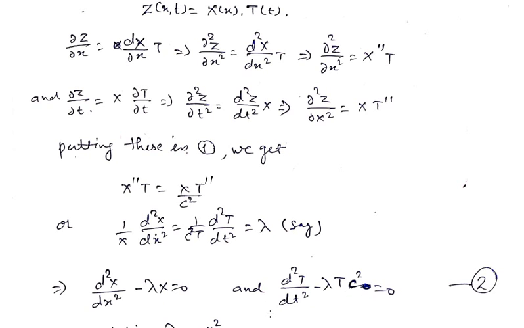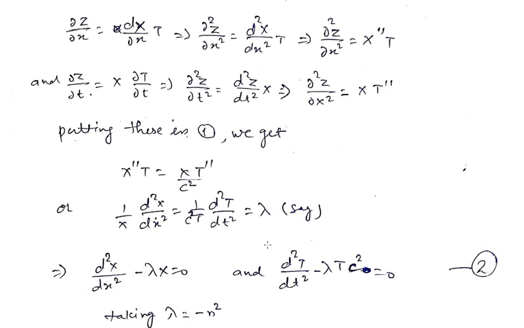Now we will solve these equations one by one. As they are both second order linear ordinary differential equations with constant coefficients, and as the right hand side is 0, only the CF is their solution. So its auxiliary equation will be m² − lambda, and for T it is m² − lambda c², which leads us to some solution. But here, as lambda is a constant, it can take any value. It might be positive, it might be negative, or it might be 0. So one by one we consider every case.